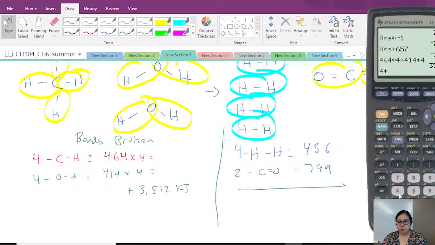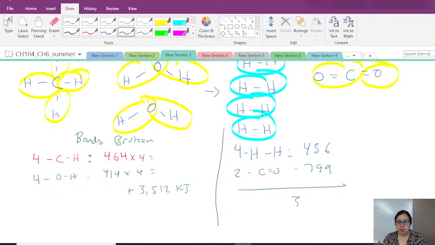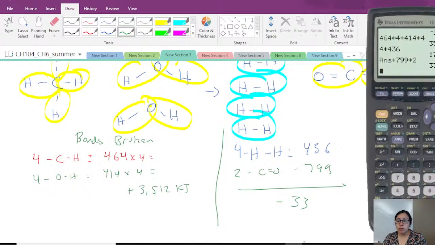So 4 times 436. Oops. So for the 799 then, oh, so it's times 2. Yeah, and then we get negative 3342.